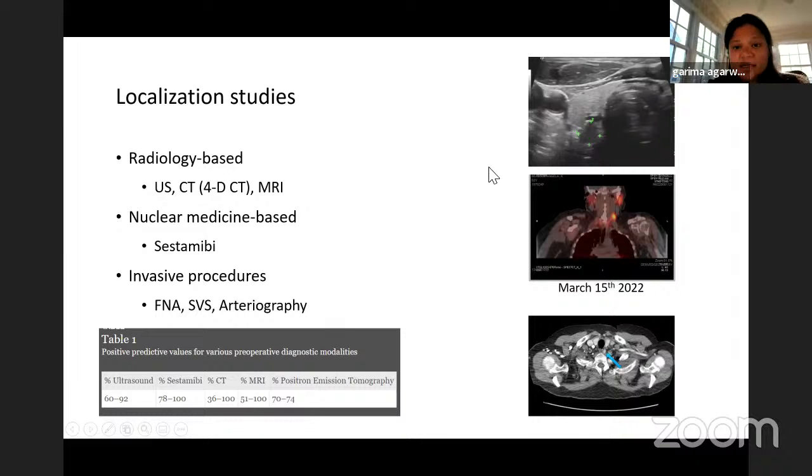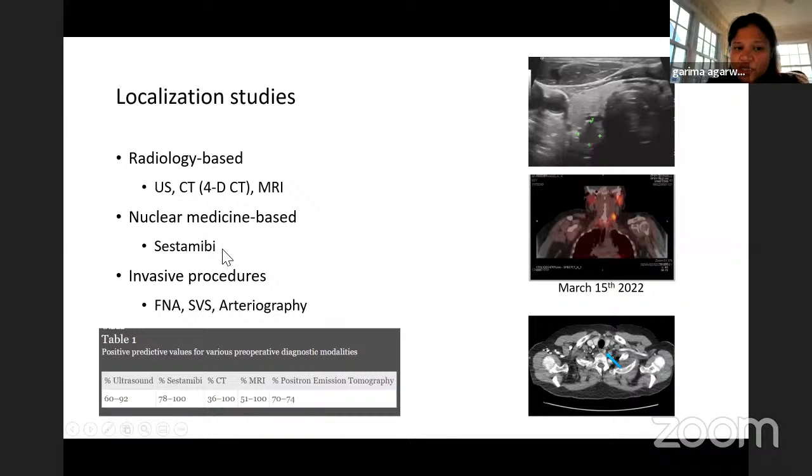Another advantage is no radiation. You can also simultaneously see the thyroid disease and manage it surgically if needed. The downside is that you cannot see adenomas located in the mediastinum or deeply located adenomas. So for that, sometimes Sestamibi is helpful.